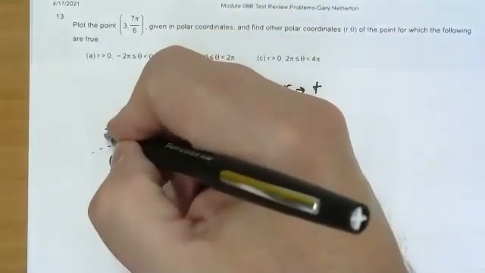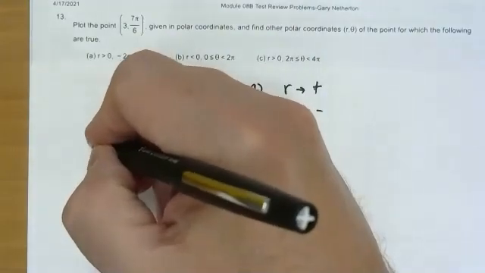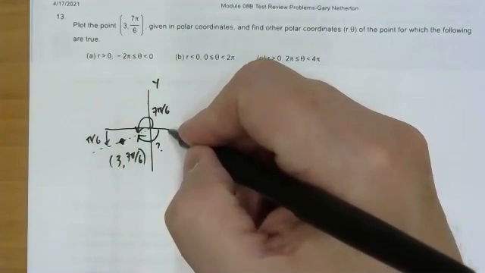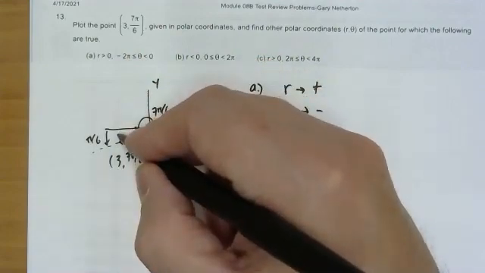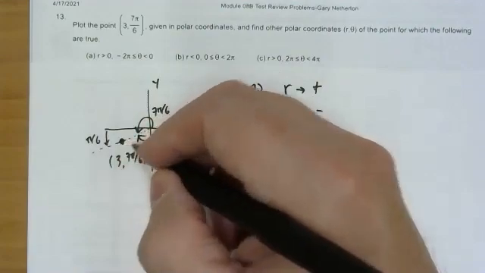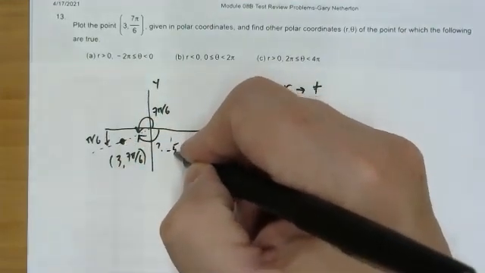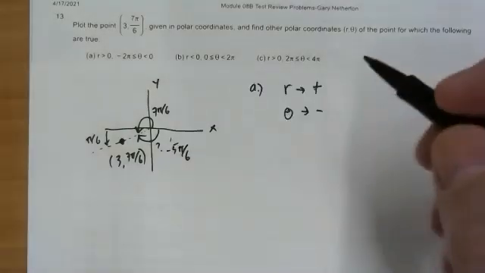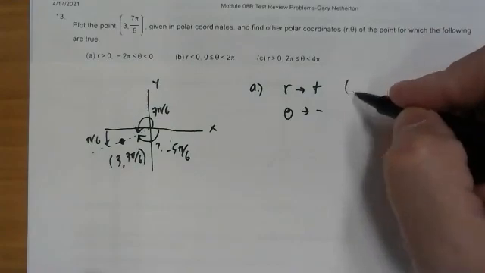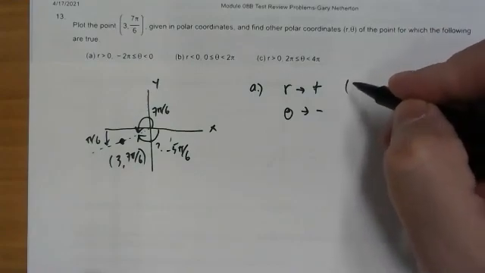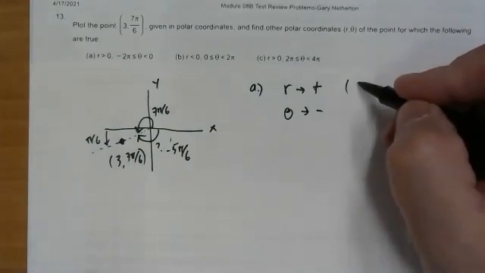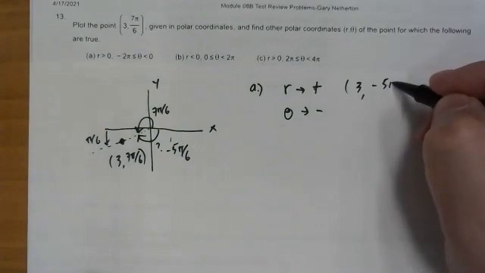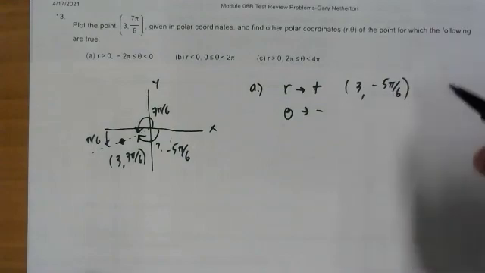Well, I know that this distance is pi over 6. So you could think, if all the way across is pi and I'm stopping pi over 6 short, what is this going to be? -5 pi over 6. So for A, r stays positive and is 3, but my angle is -5 pi over 6.